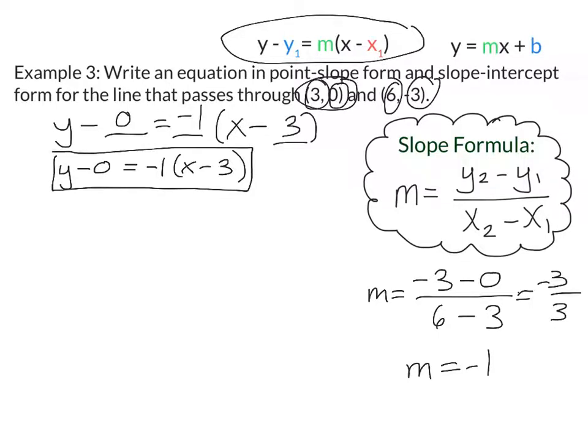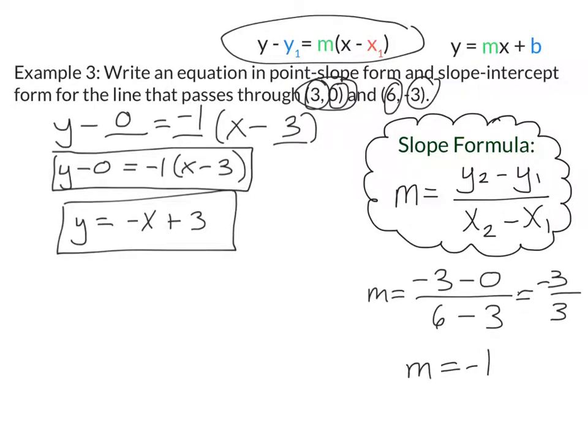And then now I have to put it in slope intercept form by solving for y. So since it's minus 0, I can just write y equals, and then I can distribute the -1 to the x. -1 times x is just -x, and -1 times -3 is +3. So y equals -x plus 3, and that's my slope-intercept form for this problem.